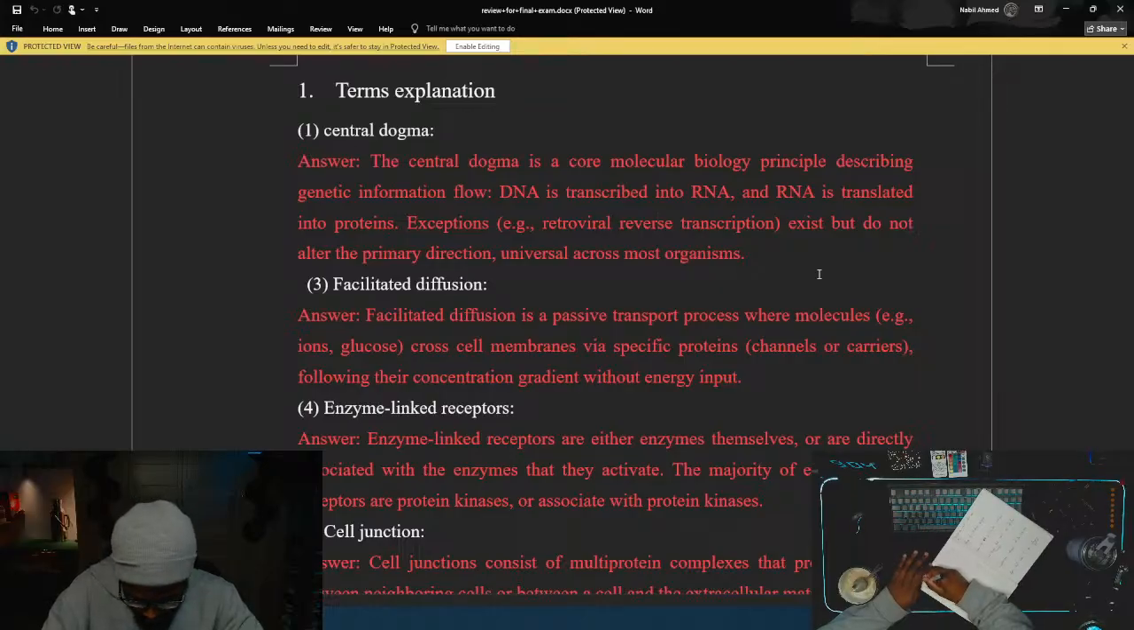The central dogma is a core molecular biology principle that describes the flow of genetic material, meaning DNA to RNA, RNA to protein.